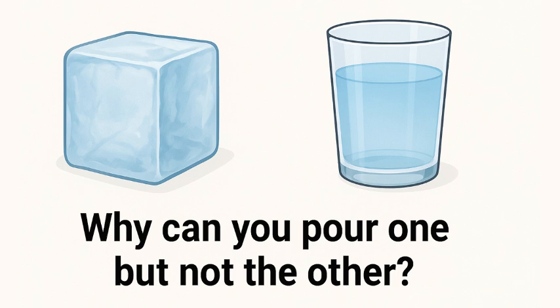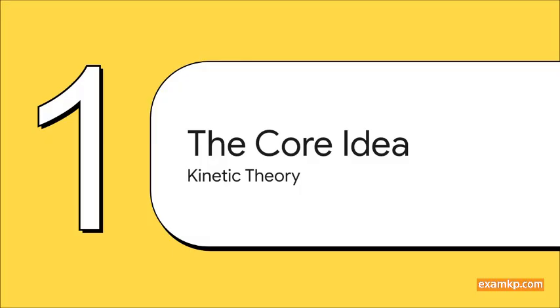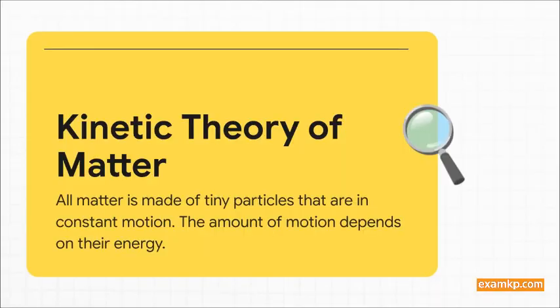You see, the whole difference between that solid ice and that liquid water comes down to just one thing: how their tiny, invisible particles are behaving. Everything we see and experience on our scale is really just the result of what's happening on a microscopic level you can't even see. And the big idea that explains all of this is something called the kinetic theory of matter. Seriously, if you can get your head around this one core concept, everything else we talk about today is going to fall right into place.